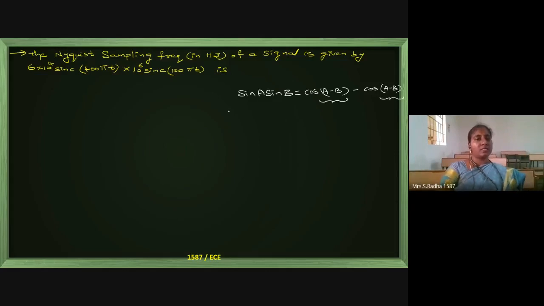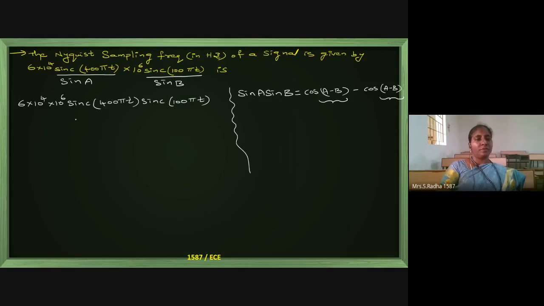The sinc here is nothing but sine. This is one sinc, this is another sinc. So you can consider this as sin A, and this as sin B. Constants will not give any effect on the angle. So you can group them together, 6 into 10 power 4 into 10 power 6, and then you have sinc 400 pi t into sinc 100 pi t. This is our overall signal.